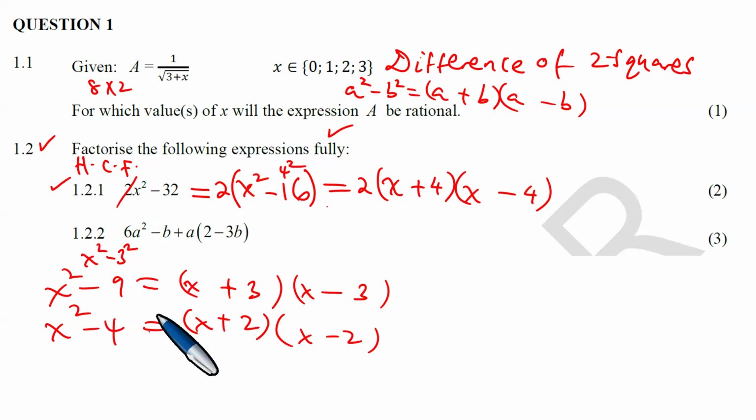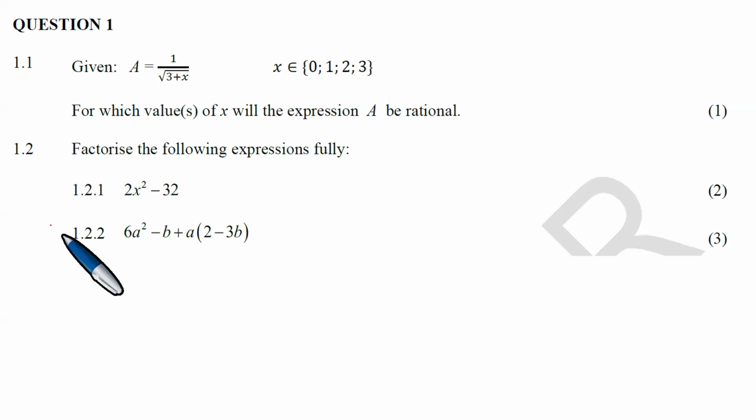Okay, next question. 1.2.2, Paul. All right, so in 1.2.2, we need to factorize this one. Factorize the following fully. The word fully means we must leave nothing not factorized.